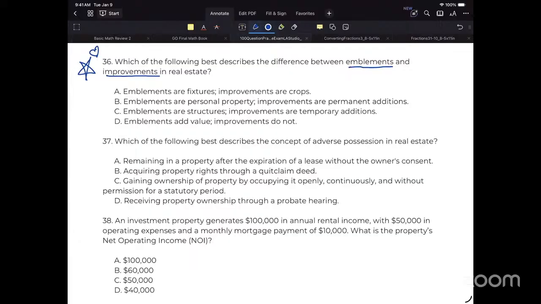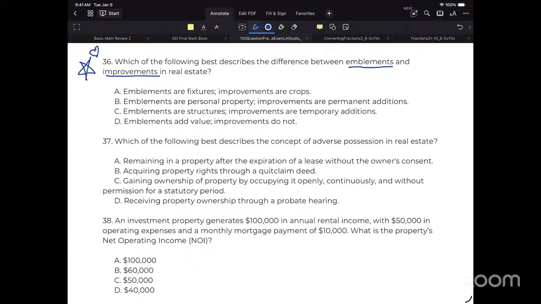So an emblement is when you've got rented farmland. And when you have rented farmland and that tenant grows crops, they grow crops and then their lease ends. The fact that the farmer has the right in some states to go back and get their crop, that is an emblement. We can call the right to go back and get their crop the emblement. We can call the crop itself an emblement. So we consider those crops to be personal property. That's why they have the right to go back and get the crop when it's time to harvest it.